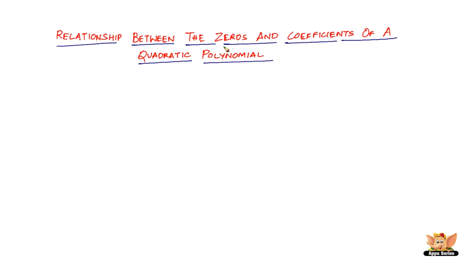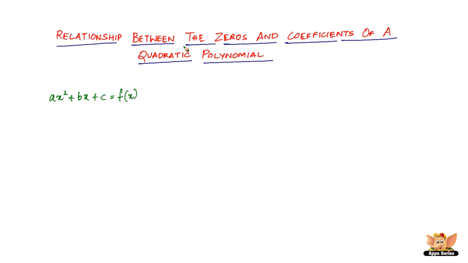So I'll just take you through a quick recap of what the zeros of a polynomial are and what the coefficients are. Say, for example, we've got ax squared plus bx plus c, and say this is equal to something that is a function of x.